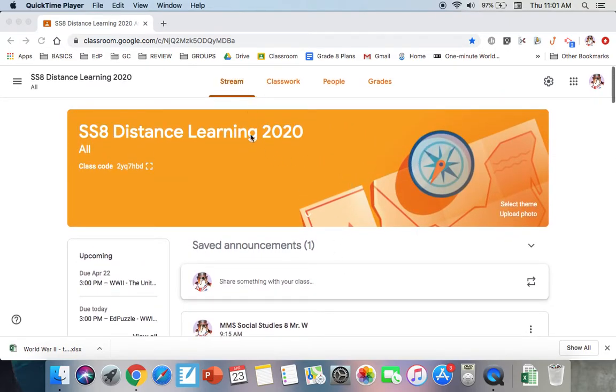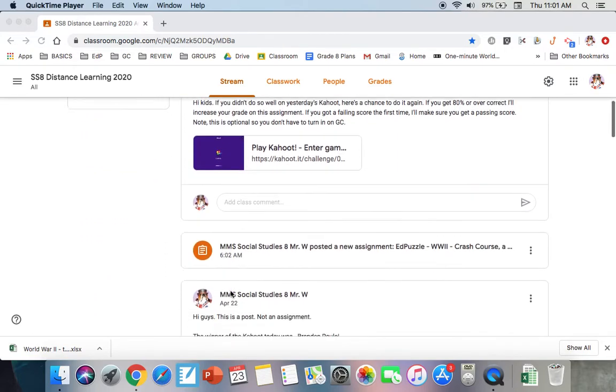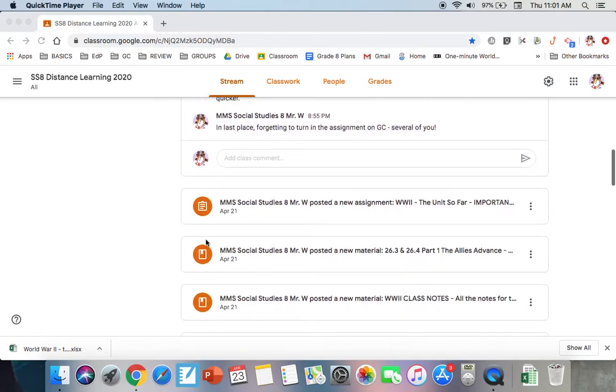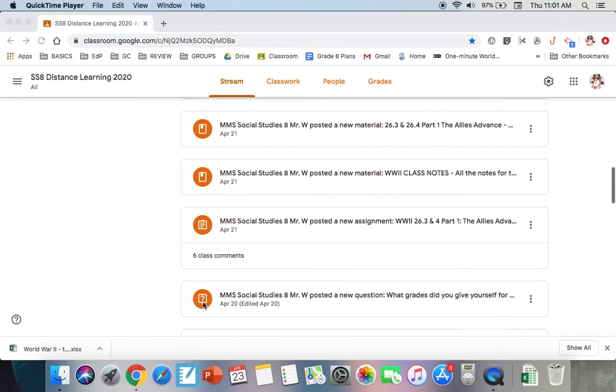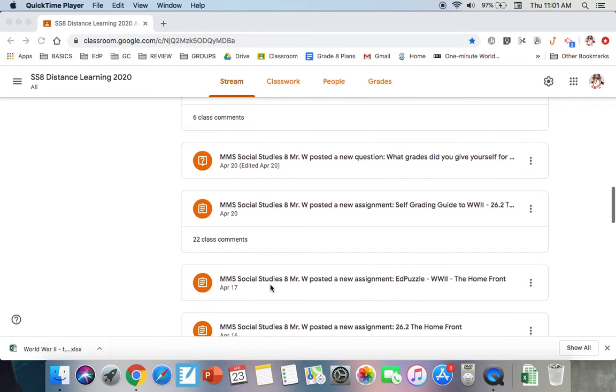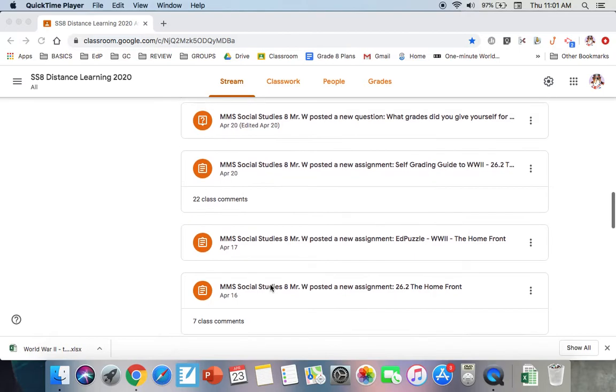So that's the stream. It's got the announcements, which have my little icon there, and then you have other things with their own icons. You notice they're all a little bit different. There's this one, this one, this one. They're actually useful if you know what the icons are, to see what it is that you need to do or don't do.